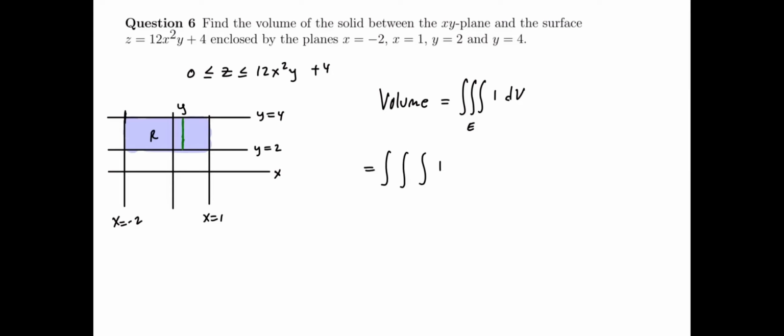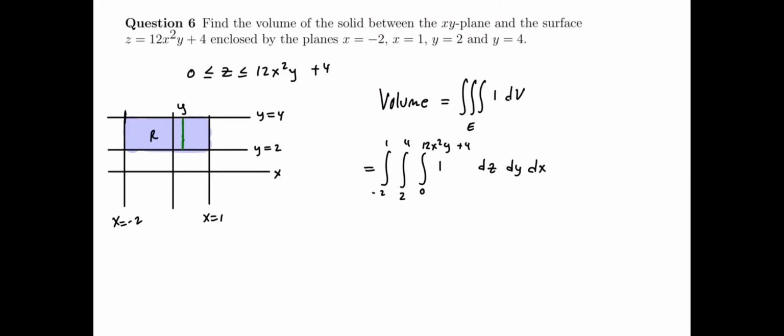Our innermost integral will be the bound on z. That will be 0 to the surface, 12x squared y plus 4, dz. Then our next bound will be on y: y goes from 2 to 4. And then the next bound will go on x, so x goes from -2 to 1.